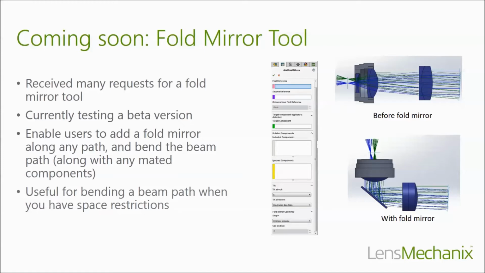fold mirror. And then after you add it, it'll bend the beam path, and it'll include any of the mechanical components that have been also mated to those components in the beam path. So this feature will be out in a future release, and it is something that we are excited about because we've gotten lots of requests for it.